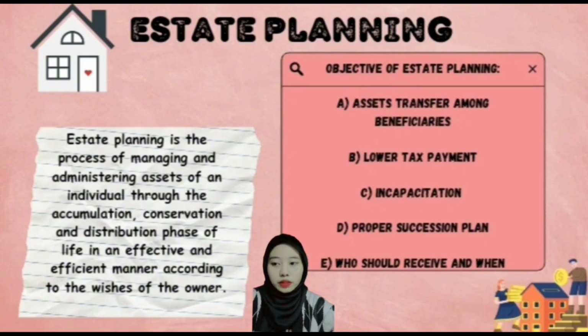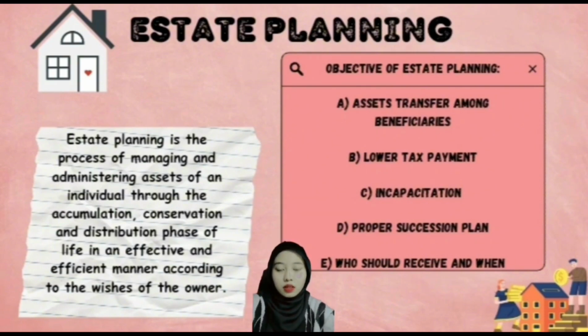B. Lower tax payment. One of the most important objectives of estate planning is the transfer of maximum wealth and payment of minimum taxes. C. Incapacitation. Estate planning sometimes is resorted to for incapacitation as well. This avoids court-controlled guardianship and the sole control remains within the family itself. Also, this reduces the cost of third-party engagement by a court.